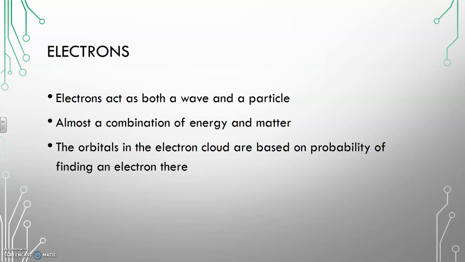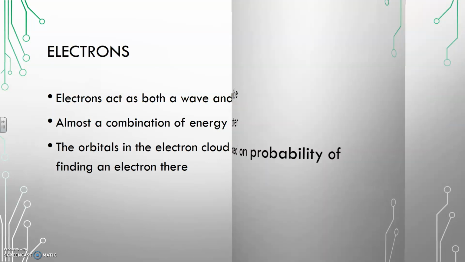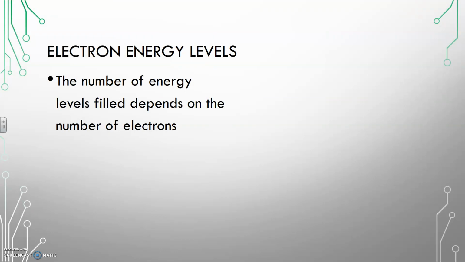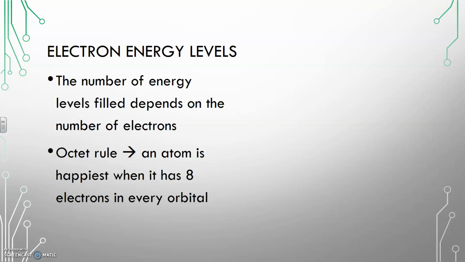But the orbitals, like I've been saying, in the electron cloud are based on the probability of finding an electron there. Due to all of these probability calculations, they have actually discovered that the orbitals come in a specific set of shapes. The number of energy levels filled depends on the number of electrons. Each individual orbital can hold 2 electrons, so each orientation of an orbital holds a max of 2 electrons.